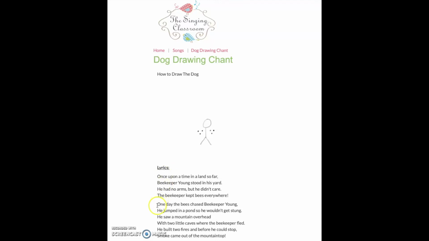Now we're going to go into the second part of the lyrics. One day the bees chased Beekeeper Young. Let's take a look at that. One day the bees chased Beekeeper Young. He jumped in a pond so he wouldn't get stung. So again, nothing drawn during the first line of lyrics, but then the second line, he jumped in a pond so he wouldn't get stung. So here's our pond, nice big circle around him.